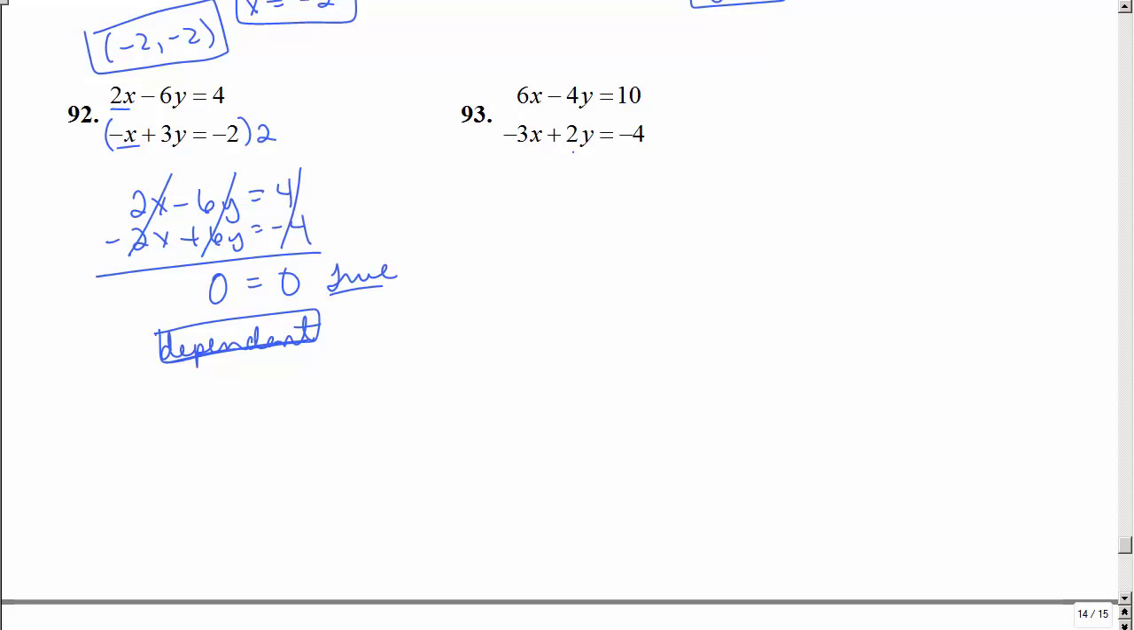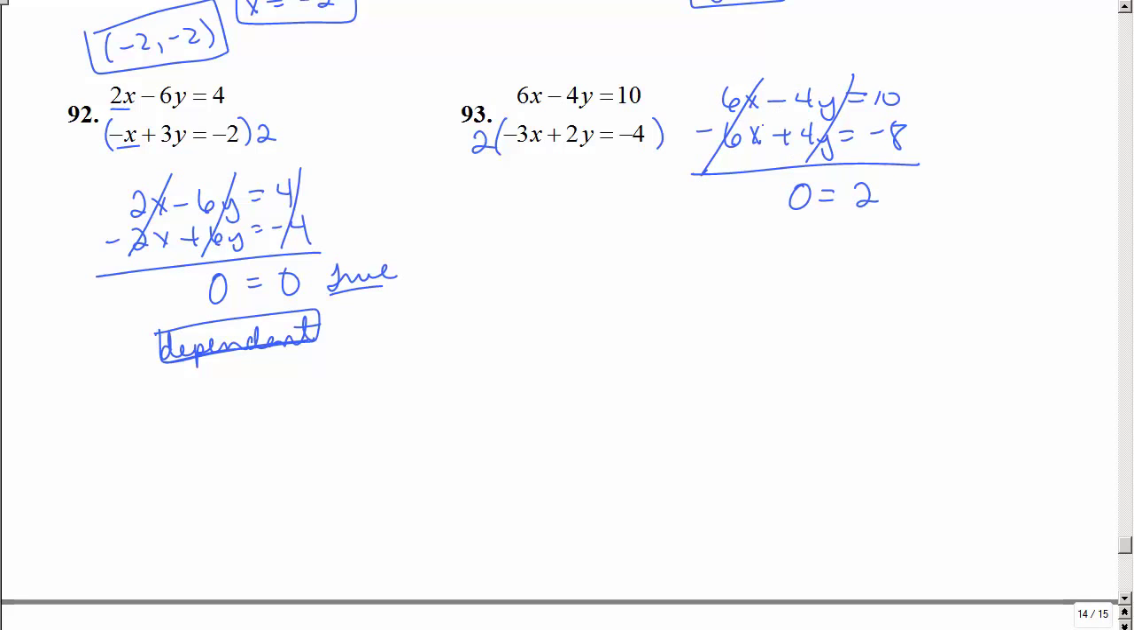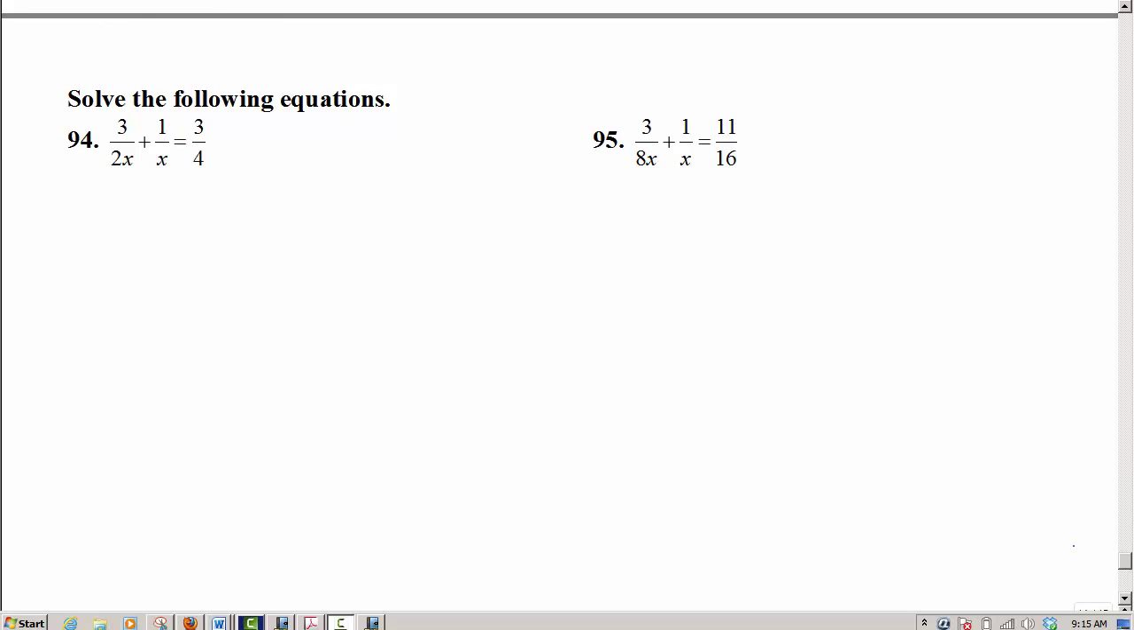On number 93, I think I'll get rid of y, so I'm going to multiply this one times 2. So keeping my top equation, here's my bottom equation. Not the same thing happens because I get 2 on this side. I get 0 equals 2. That's a false statement. So I would write inconsistent, meaning there was no solution.